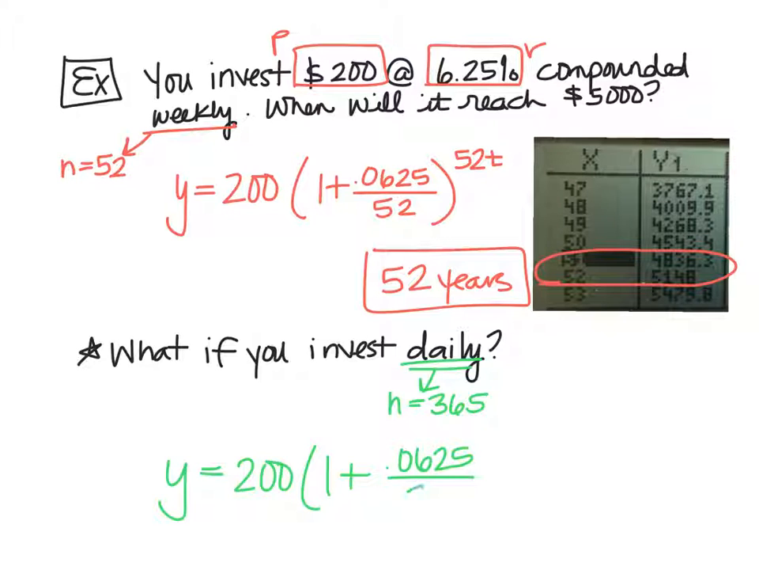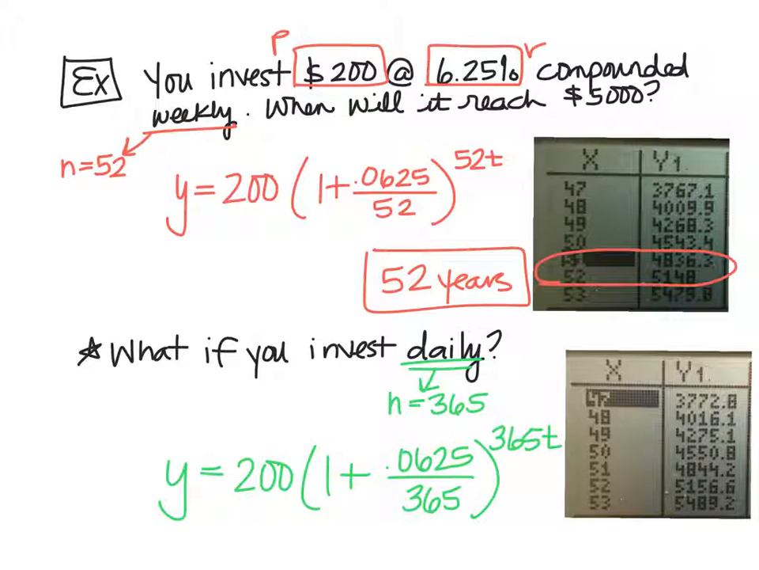This time I'm going to divide by 365 because it's daily. That's how many times it's happening. And then we're going to have 365t. And let me use our calculator for that. And notice this time, 5,000 is still happening between 51 and 52 years, but the value is slightly higher at each of those points.